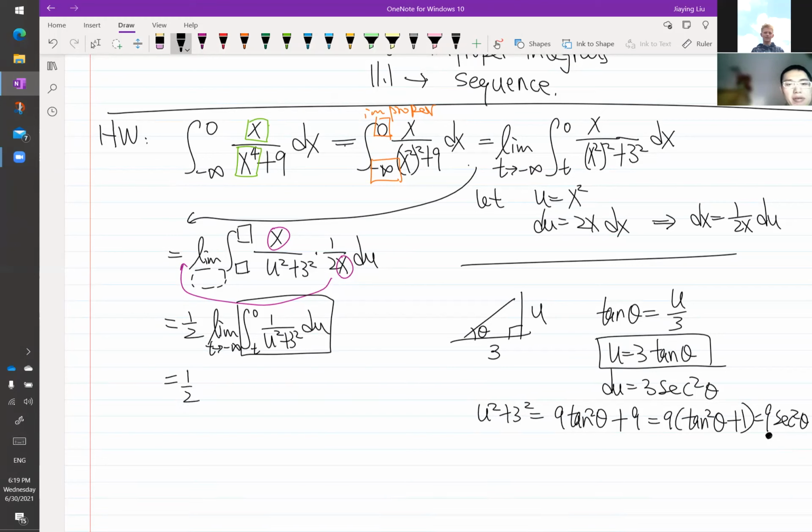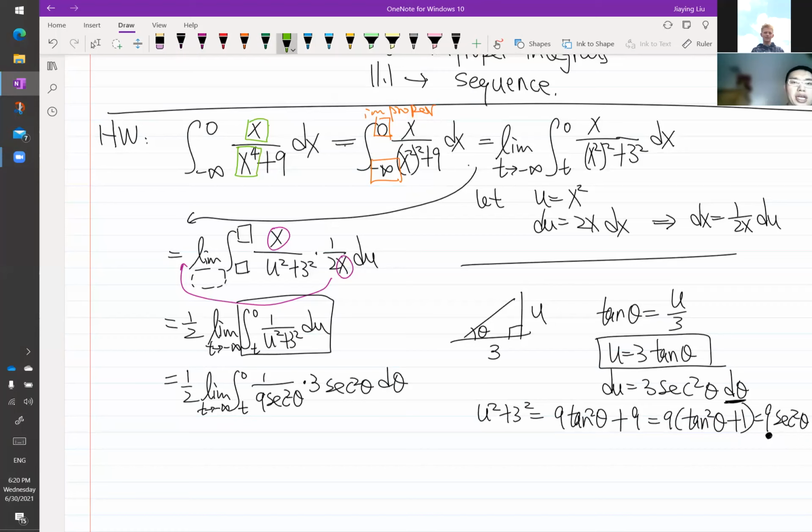I have 1/2 limit integrating from t to 0. And obviously the limit has t going to negative infinity. 1 over u squared plus 3 squared, that's 9 secant squared theta. And the du is 3 secant squared theta d theta. Oh, I forgot a d theta. Sorry about that. It's important.